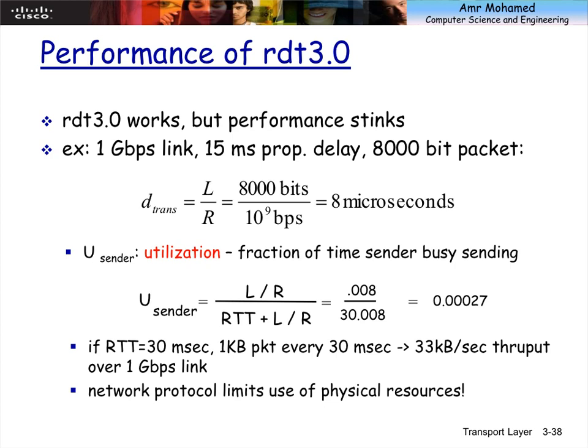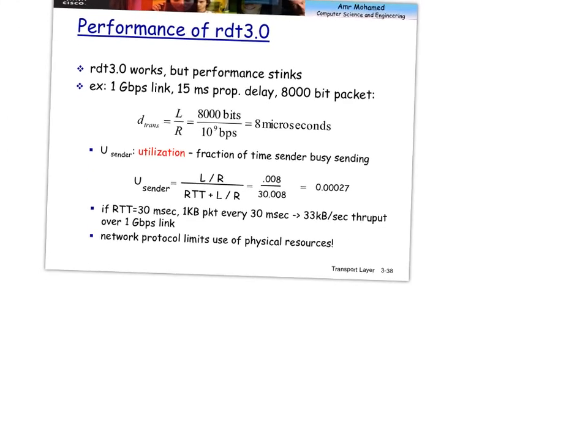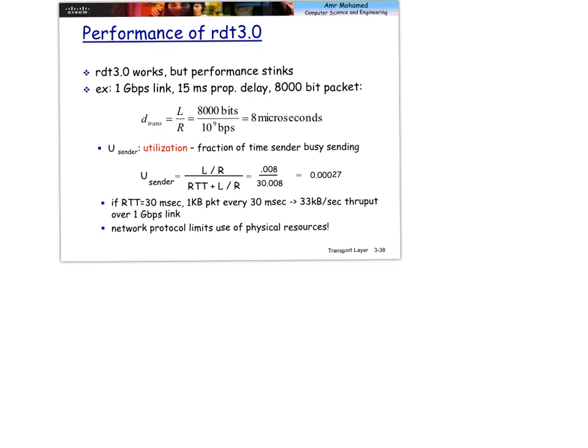To understand the performance, let's just talk about a simple example where we have a link of 1 gigabit per second. And here we have 15 millisecond propagation delay. Okay? So we have a channel. So you have a sender. So this is the sender. And this is the receiver.